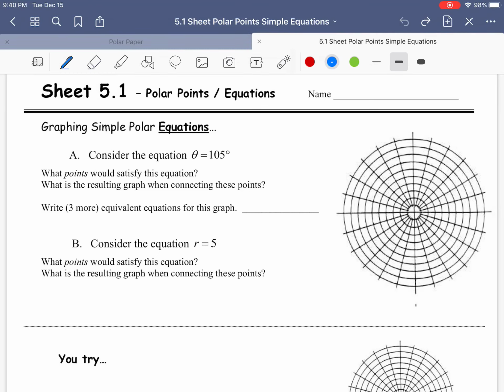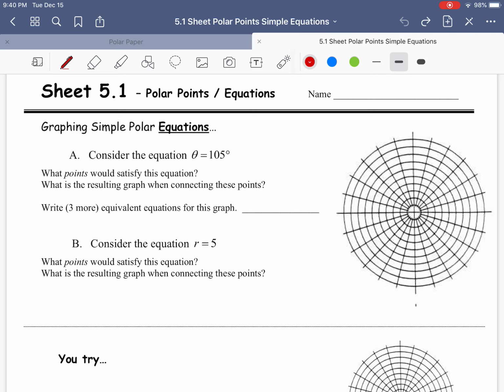So we're going to extend our conversation on polar points to include simple polar equations. Now this is perfect because an equation really is just a collection of points, which ultimately turns out to be some type of graph. And so what we want to do is figure out what kind of graphs we get when we graph an equation like theta equals 105, or as you can see, r equals 5. Well, let's find out.